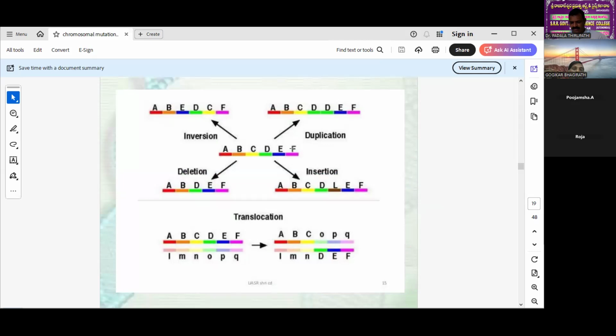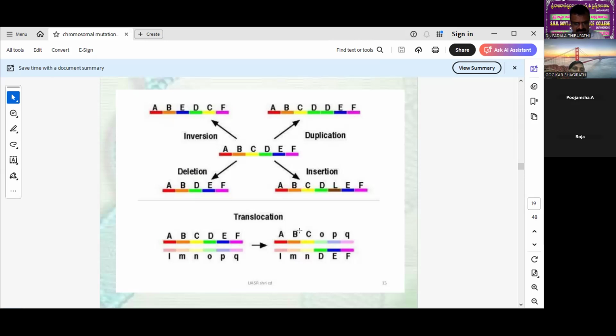So this is the deletion. This is a chromosome containing A to F genes. When it undergoes inversion, this type of result is seen in the chromosome. When it undergoes duplication, we can see this type of result in the progeny, and deletion and insertion.